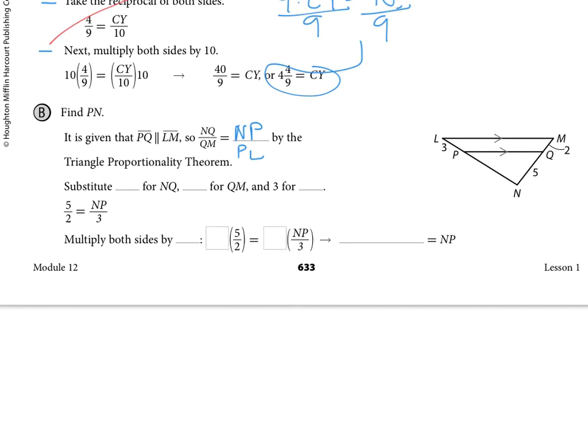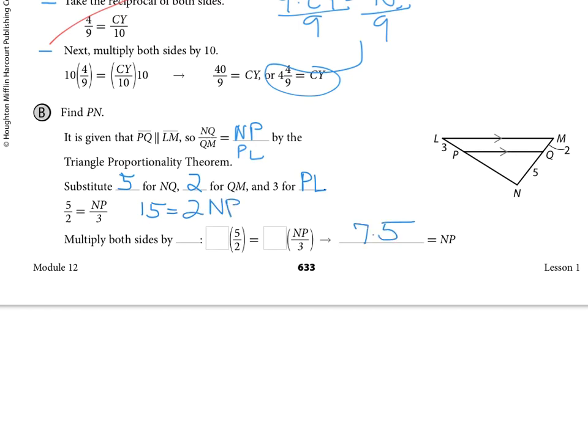So we're going to substitute what we know. We know NQ is 5. We know QM is 2. And 3 is going to get substituted in for PL. And we're left with the proportion you see below. 5/2 equals NP over 3. And again, if you cross multiply, we're just going to have 15 equals 2 times NP. And dividing, we get 7.5.